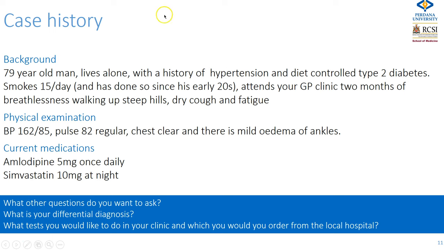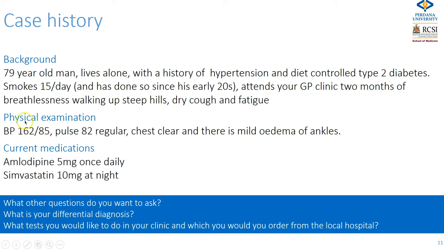Let's look at a case history. This is a 79-year-old man who lives alone. He has hypertension and diet-controlled type 2 diabetes. He smokes 15 a day and has done so since his early 20s. He's come to you now in your GP clinic with 2 months of breathlessness walking up steep hills, a bit of a dry cough, and fatigue.